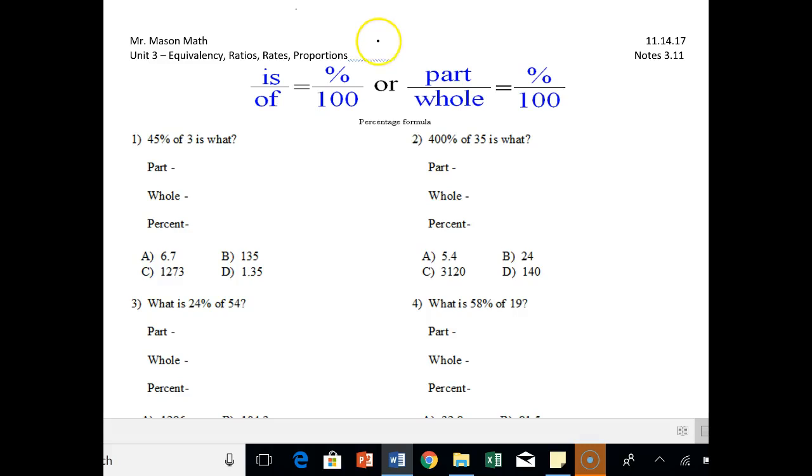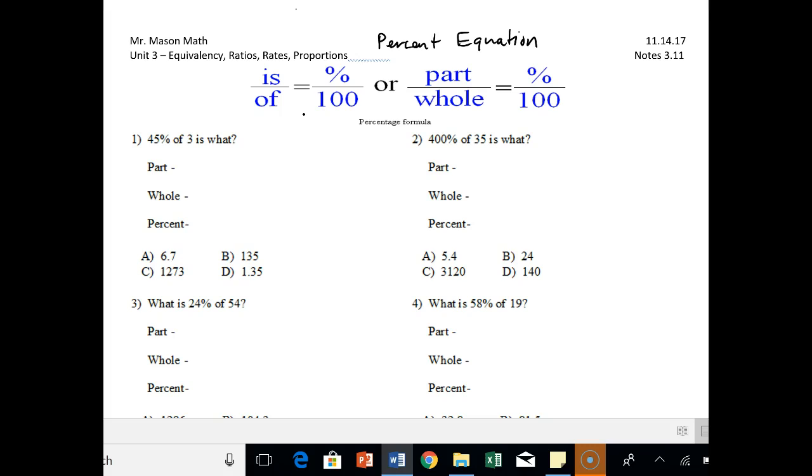Today we're going to work with what's called the percent equation. And the percent equation relates exactly to our ratios and proportions that we've been working with, because basically you're going to set up two proportions. I'm going to tell you three things that you know, and you're going to solve for the fourth thing.